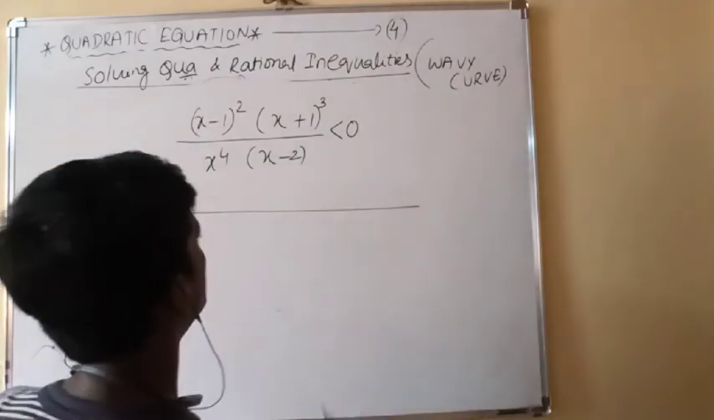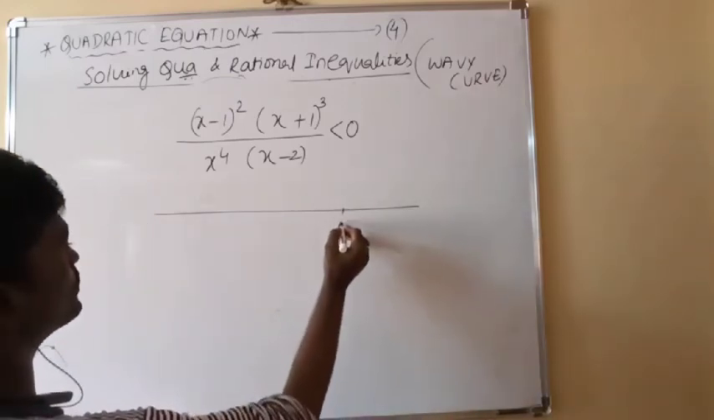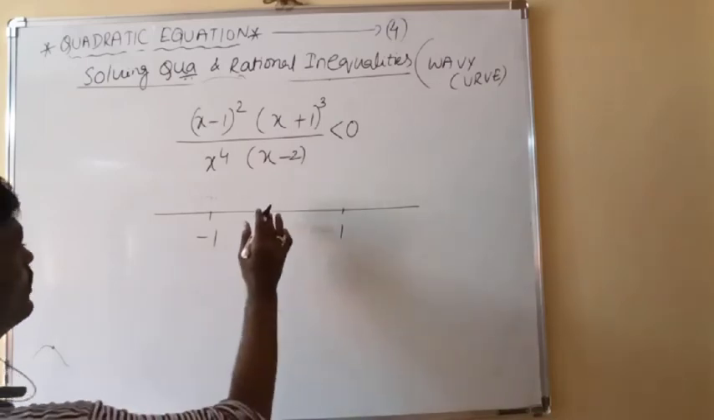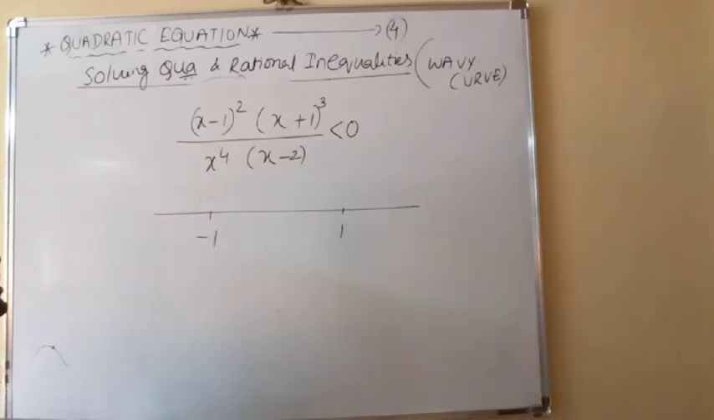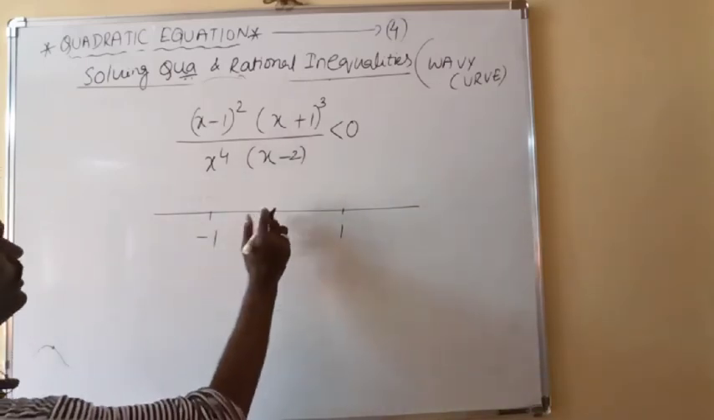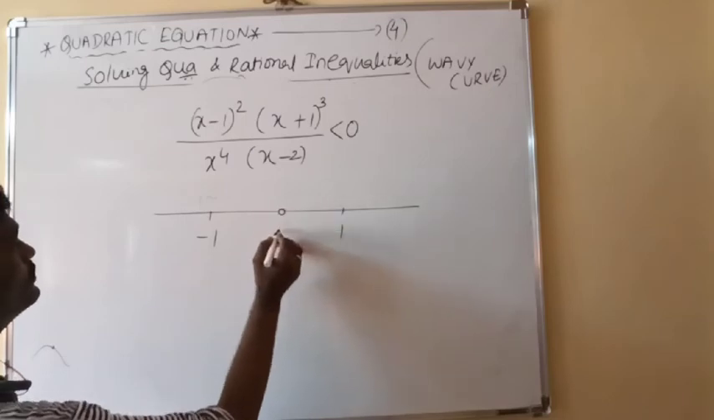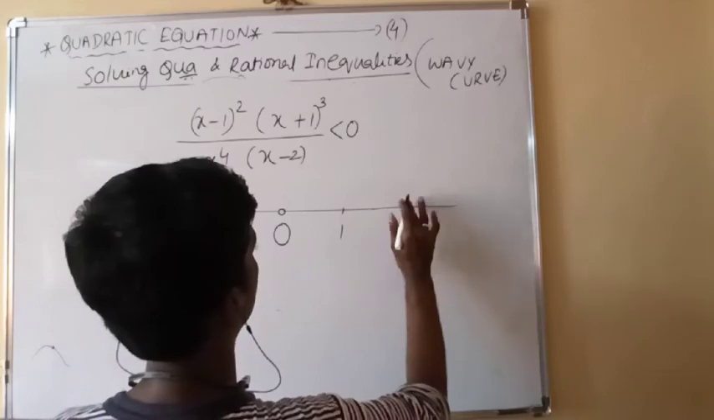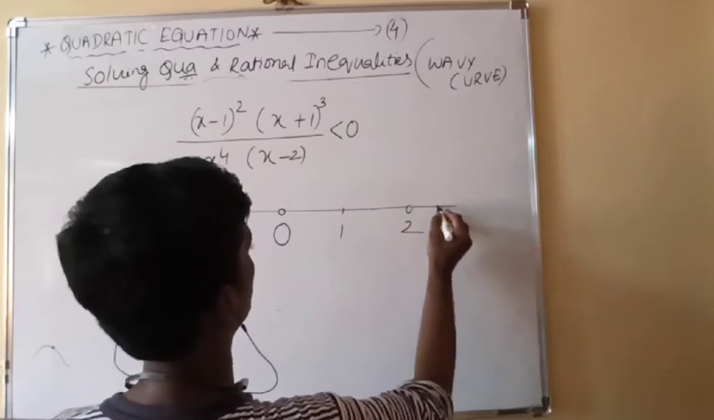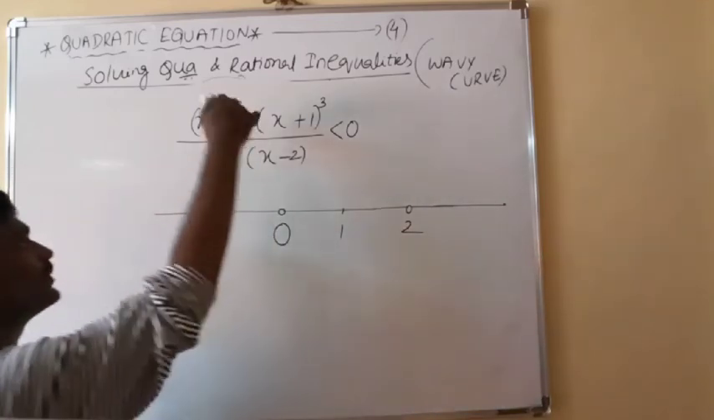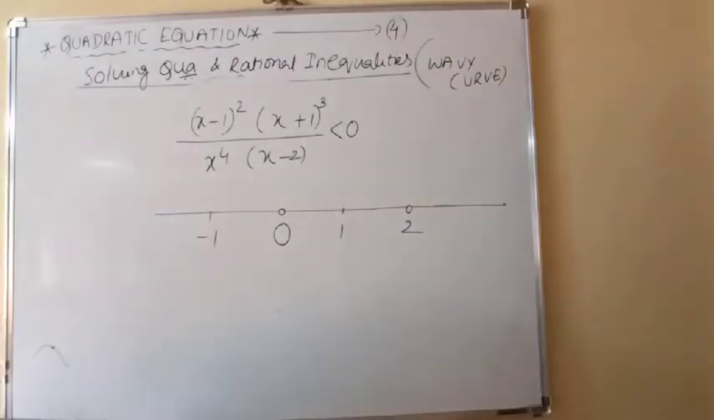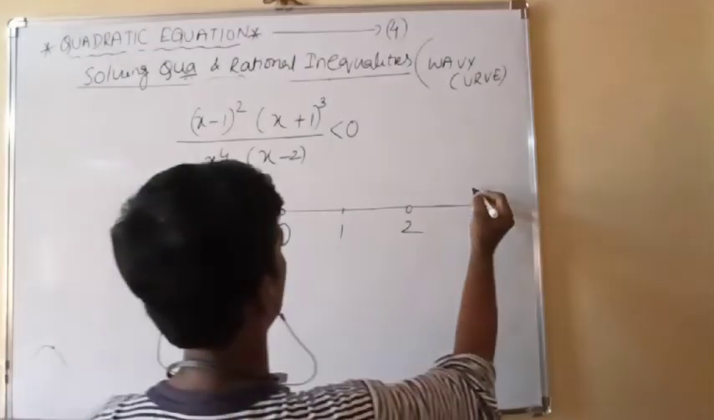The numerator is equal to 0 when x is 1 and minus 1. The denominator is 0 when x is 0 and when x is 2. Because at 0 and 2 this function is not defined, that is why at 0 and 2 I am keeping open circles. Now, after the greatest root, what do we have to keep?